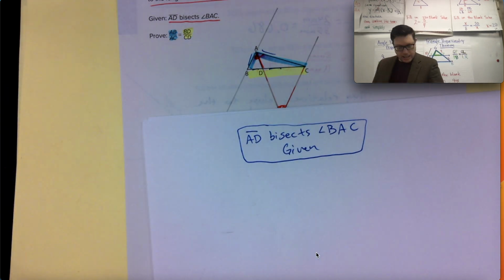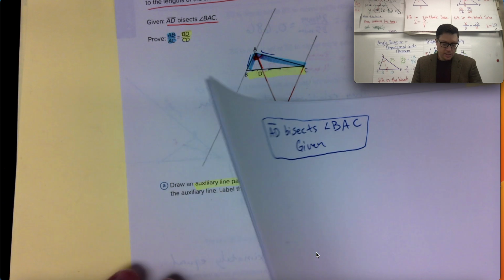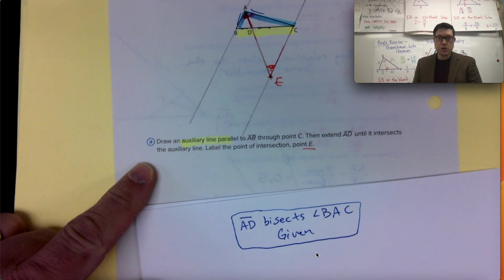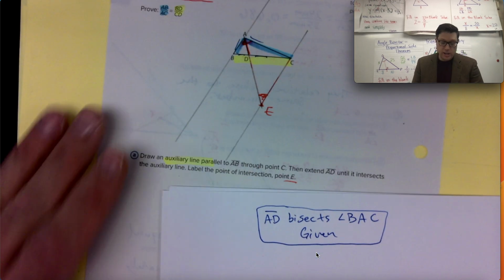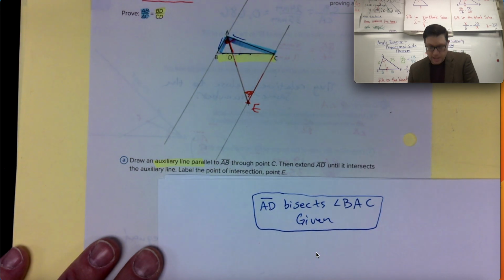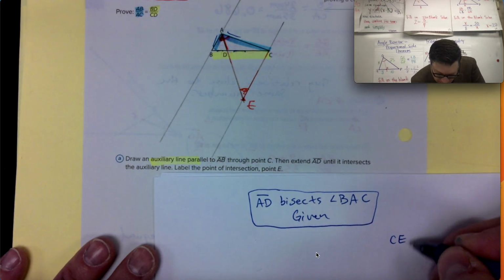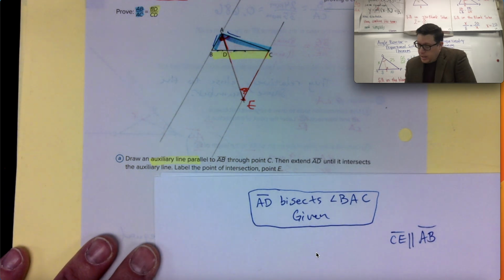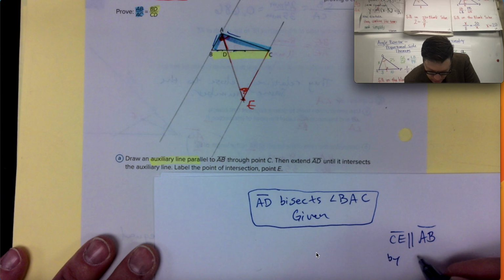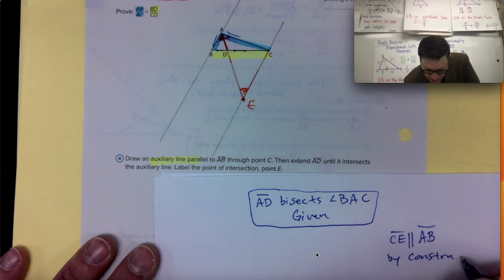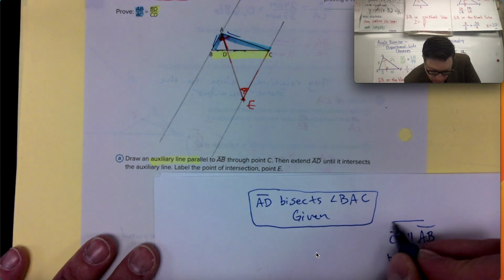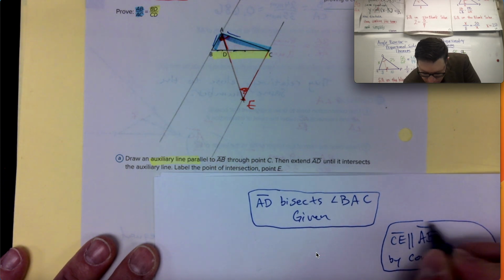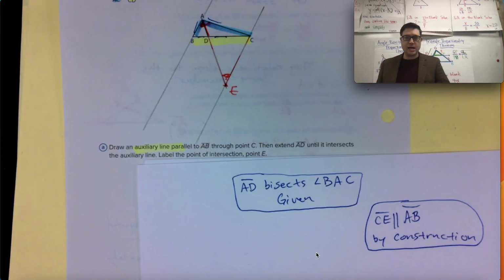Okay, what else is happening? We did part A to draw an auxiliary line. The way that we drew the auxiliary line is also creating this: CE is parallel to AB, because that's how I created it. I did it by construction. Okay, so some other things. This is all setup right now. All of these are the top of the flow proof diagram.